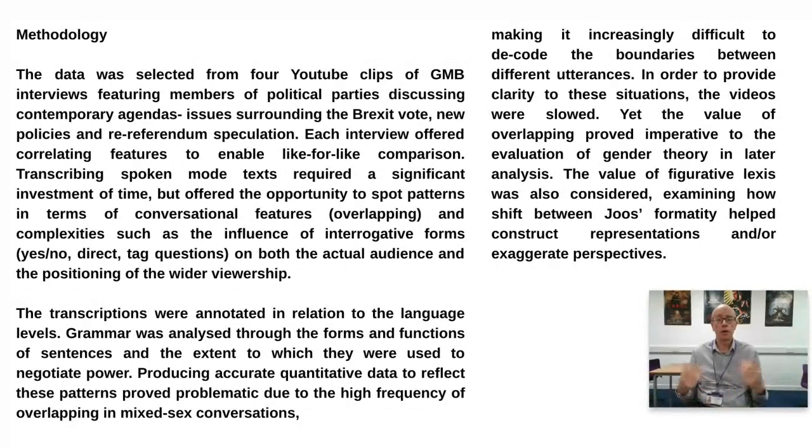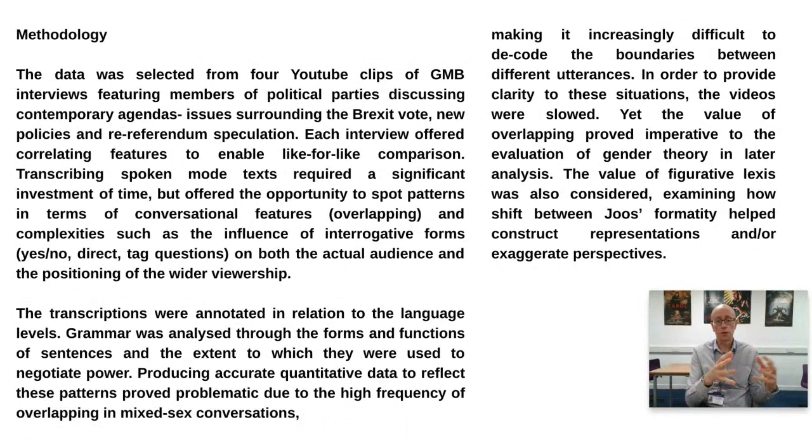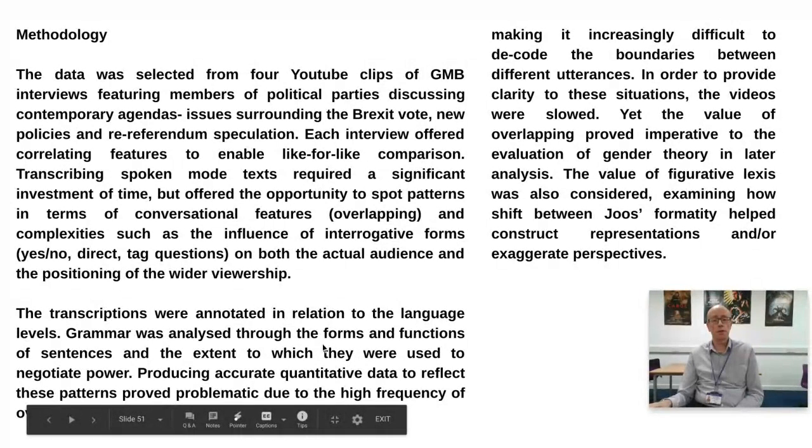And by AO1, we're talking about linguistic terms. So in the first paragraph there, we've got words like overlapping, for example, which is a discourse term meaning people interrupting each other. And we've got interrogative forms. And it doesn't just stop there on interrogatives, because then the student has identified the different categories of interrogative forms, like yes-no questions, direct questions, and tag questions. So we've got those AO1 terms, and in the second paragraph we've got things like sentence forms and functions.